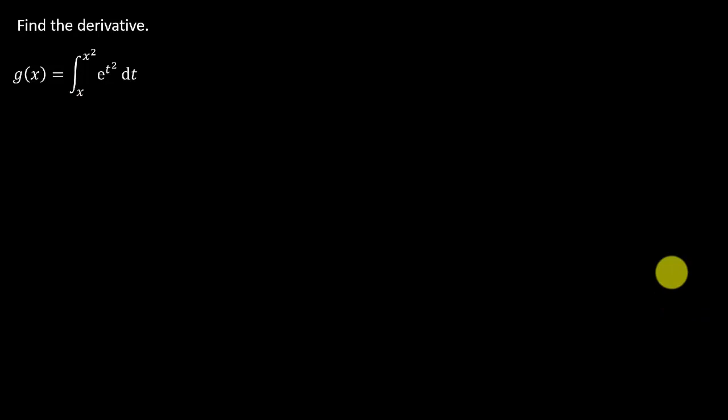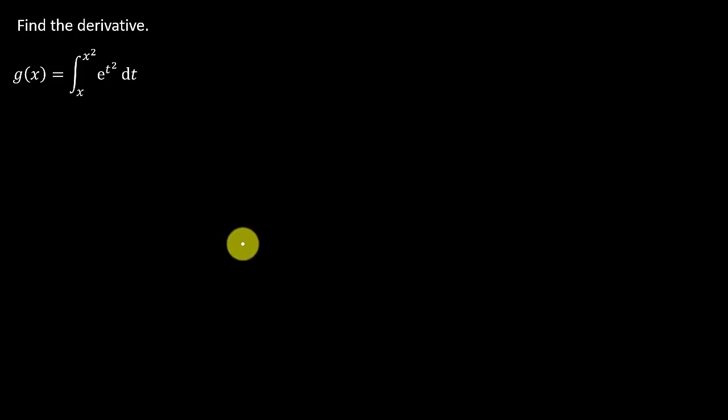This is telling us that we've got limits on both ends. We've got the integral from x to x squared. Okay, so let's look at this. Well, that's not going to work, so we're going to have to do something else.